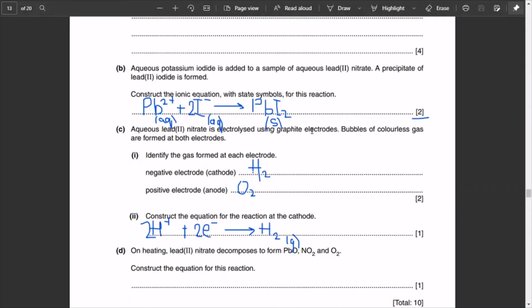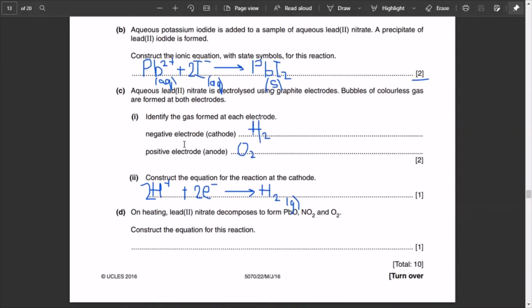Now moving on. Aqueous lead(II) nitrate is electrolyzed using graphite electrodes. Bubbles of colorless gas are formed at both electrodes. Number 1, identify the gas formed at each electrode. First of all, at the negative electrode we have hydrogen, and at the positive electrode we have oxygen. Part 2. Construct the equation for the reaction at the cathode.